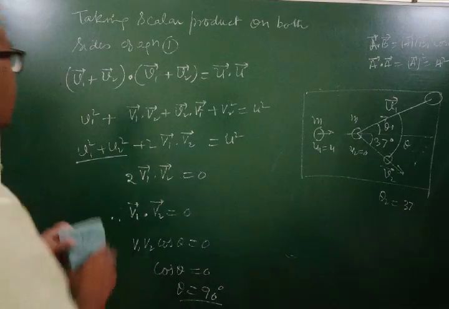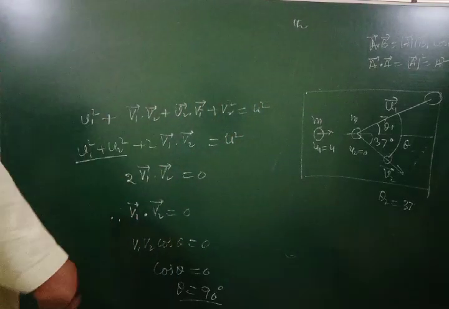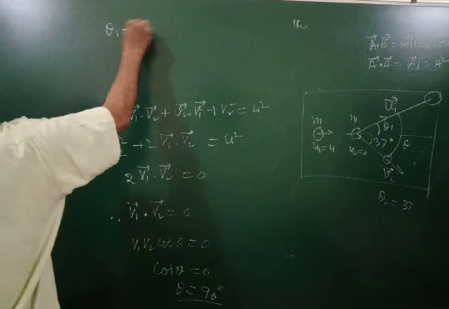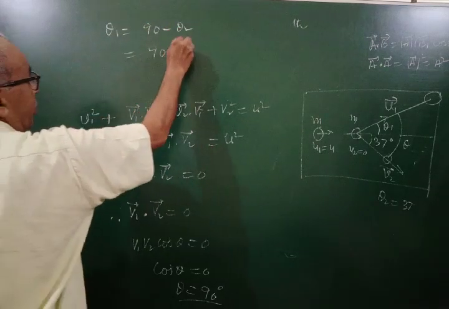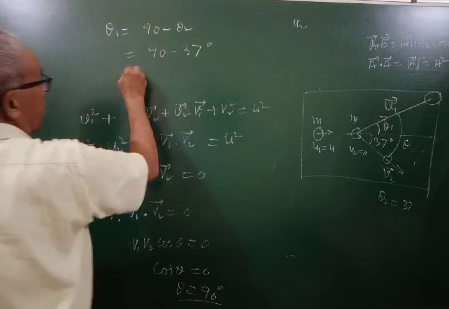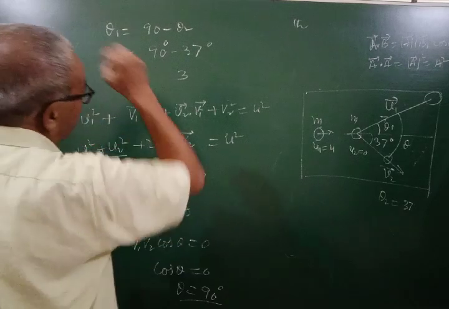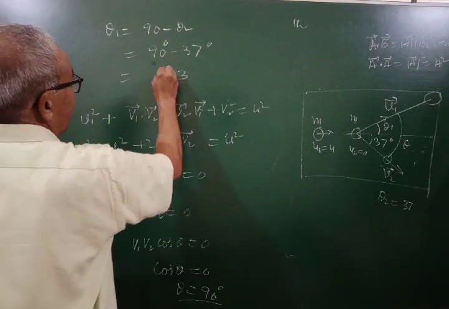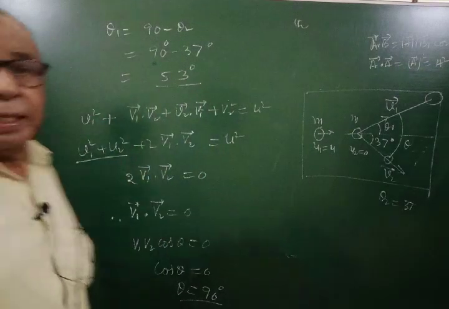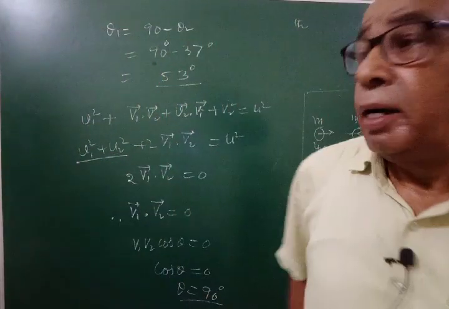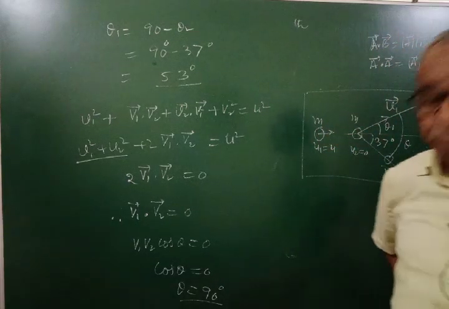If theta is 90, then what is theta 1? So theta 1 is equal to 90 minus theta 2, that is 90 minus 37. How much is left? 53 degrees. So this is an application of oblique elastic collision.